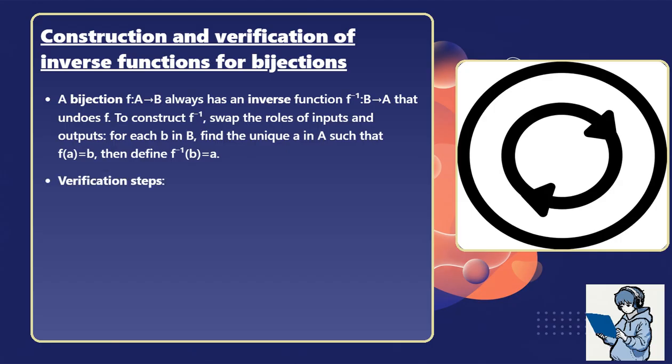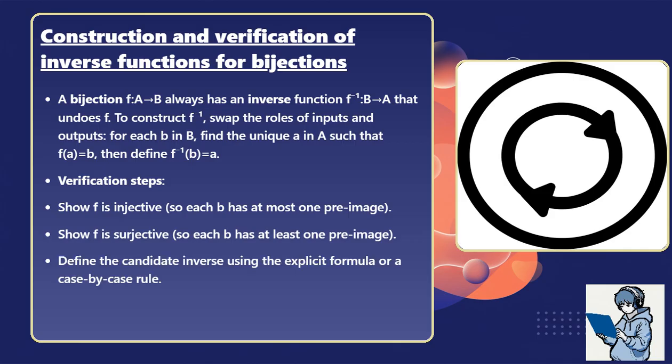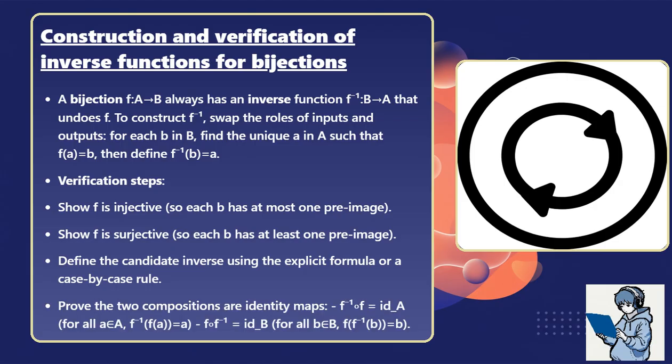Verification steps. Show f is injective, so each b has at most one preimage. Show f is surjective, so each b has at least one preimage. Define the candidate inverse using an explicit formula or a case-by-case rule. Prove the two compositions are identity maps. f inverse composed with f equals identity on A: for all a in A, f inverse of f of a equals a, and f composed with f inverse equals identity on B: for all b in B, f of f inverse of b equals b.